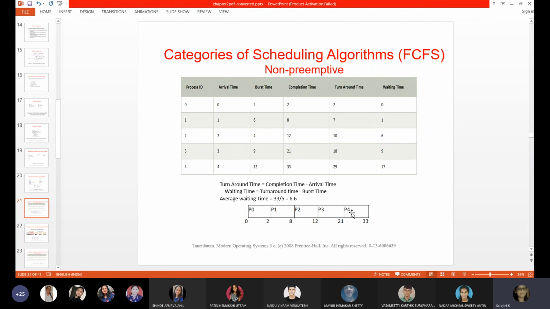I hope you remember what is burst time. Burst time is nothing but CPU time. Every process, how much time in milliseconds it wants to use the CPU, that is called burst time. The CPU execution time of each process is called burst time.